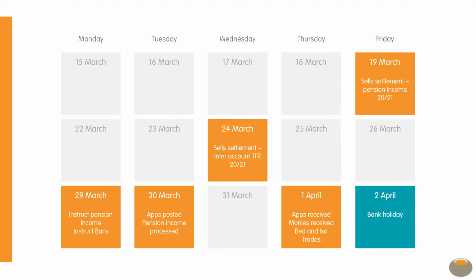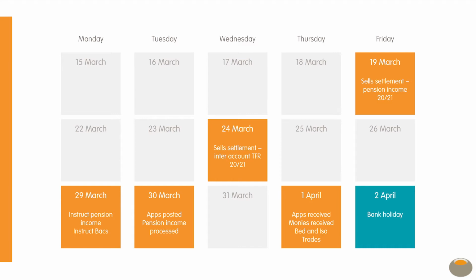Monday the 29th of March is the last date for the instruction of pension income to be received, for that payment still to be made in this current tax year. And it's also the last day that you can instruct BACS payments to be sent to us for that money to be received by us within this current tax year of 2020-2021.